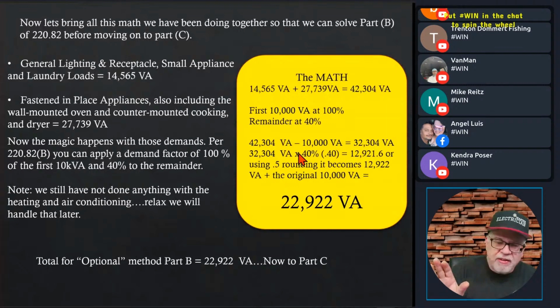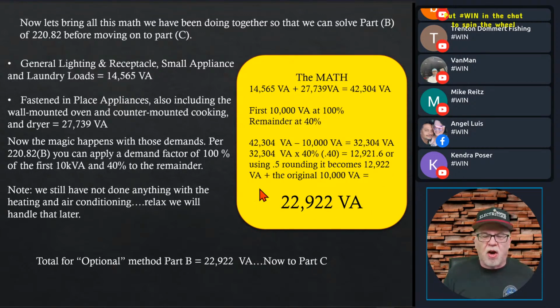The remainder is at 40%. So I'm taking that 32,304, multiplying that by 0.40 or 40%, depending on your calculator. And that should give you 12,921.6. The 0.6, we're able to round up. And so what we do is we make it 12,922. So that is going to be our steps for B, 220.82B. Okay, that's our value for that.